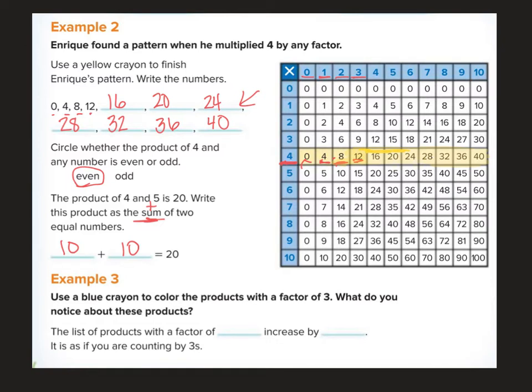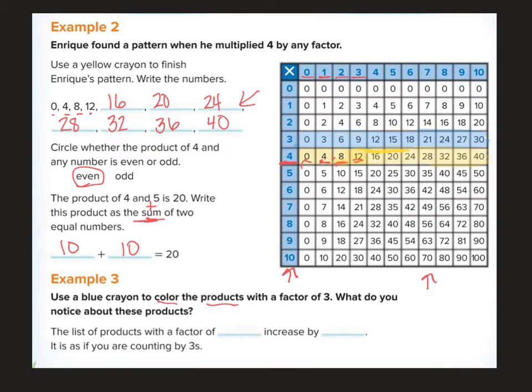Down here it says use a blue crayon to color the products with a factor of 3. So product, remember, product is the black, so we're coloring the products that have a factor of 3. Okay, I'm going to get my blue highlighter out. If I go to 3 and I color the products, I'm coloring the black that have a factor of 3. Again, you can pause the video and color those in if you'd like.